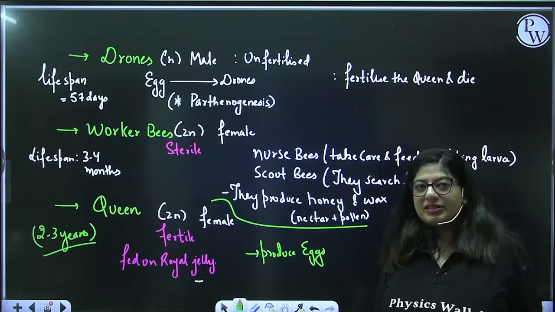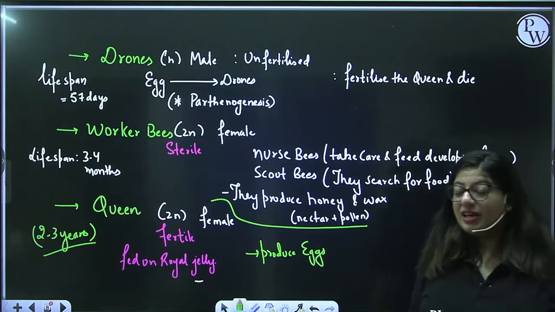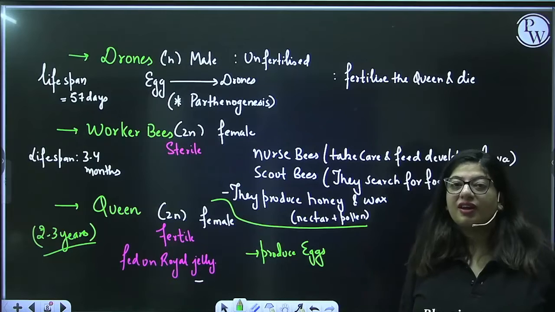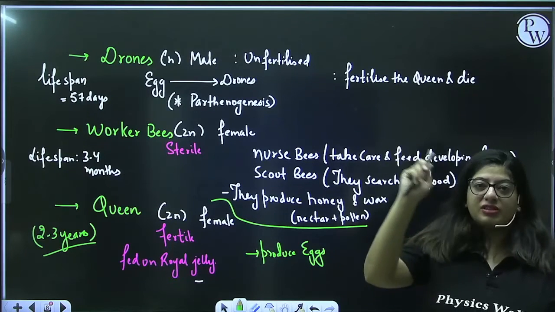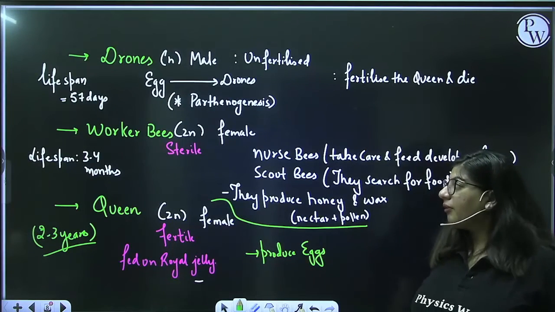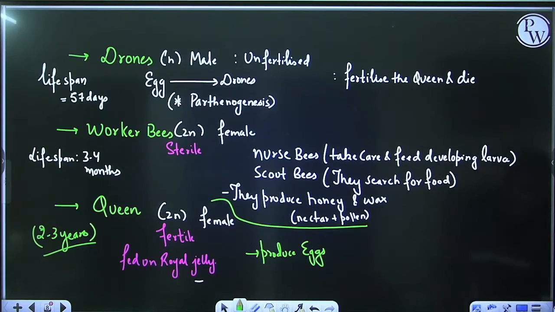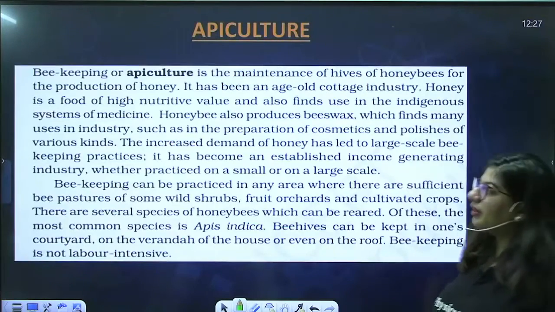Okay, and yes, bees are very smart. They search for food in the direction of the sun, basically, not the sunlight, right? So they are very smart members of our society. Anyways, let's read the paragraphs of NCERT.